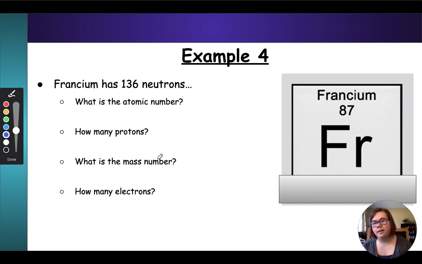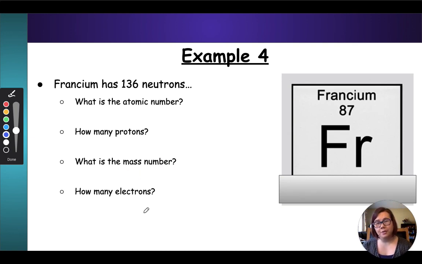So to find our mass number, we're doing protons plus neutrons. So that was 87 plus 136, and that gives us a total of 223 for our mass number.